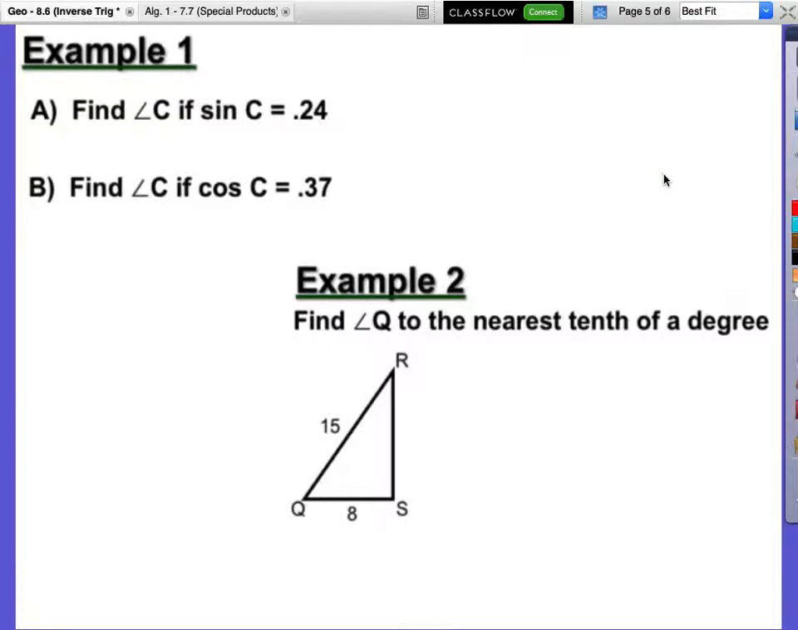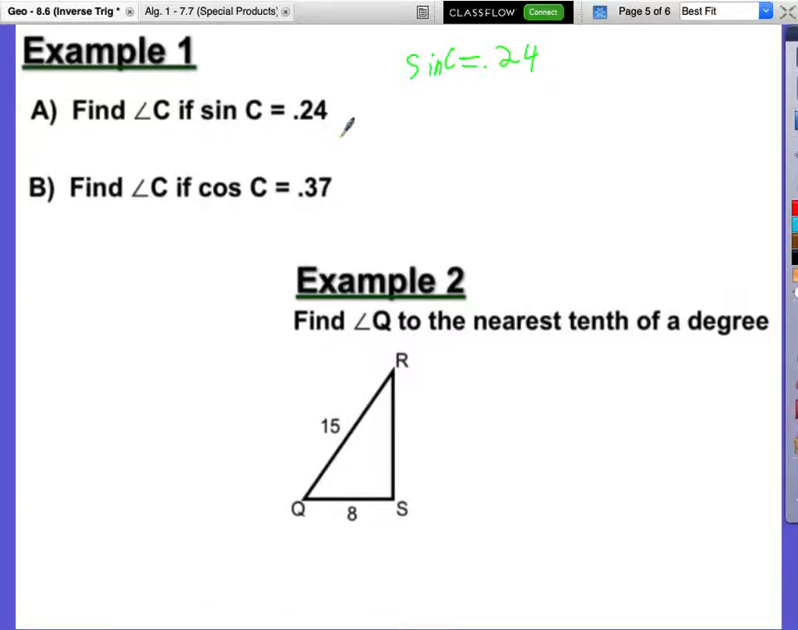So, on example 1, if we're trying to find angle C, if sine of angle C is equal to 0.24, we need to get C by itself. Now what I'm going to do is write this up here again, just to give myself a little more room to work with, because inverse sine can be a lot to write. That's the only reason I'm rewriting it. I didn't do anything yet, just rewrote this problem. Yep, sine of angle C, I just wrote exactly what's right here.